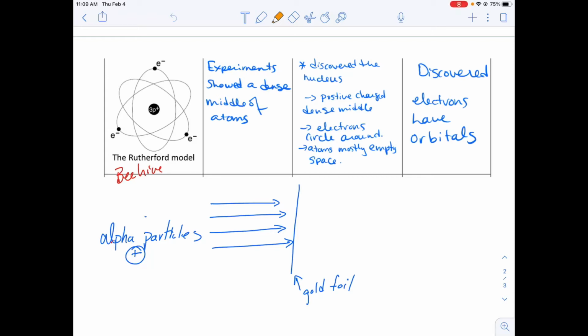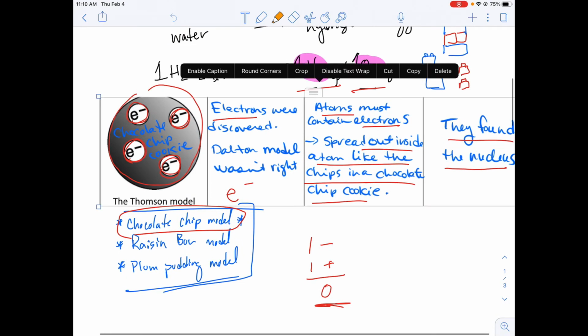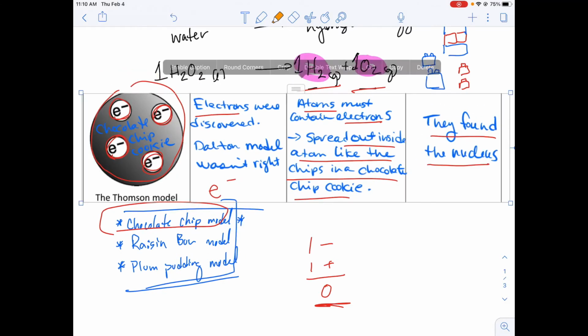Okay, so in the previous video, we had looked at Dalton's atomic model, which was a billiard ball model, and we looked at the chocolate chip cookie model, and we explained what happened in those models to allow them to be developed, and then why they were rejected.